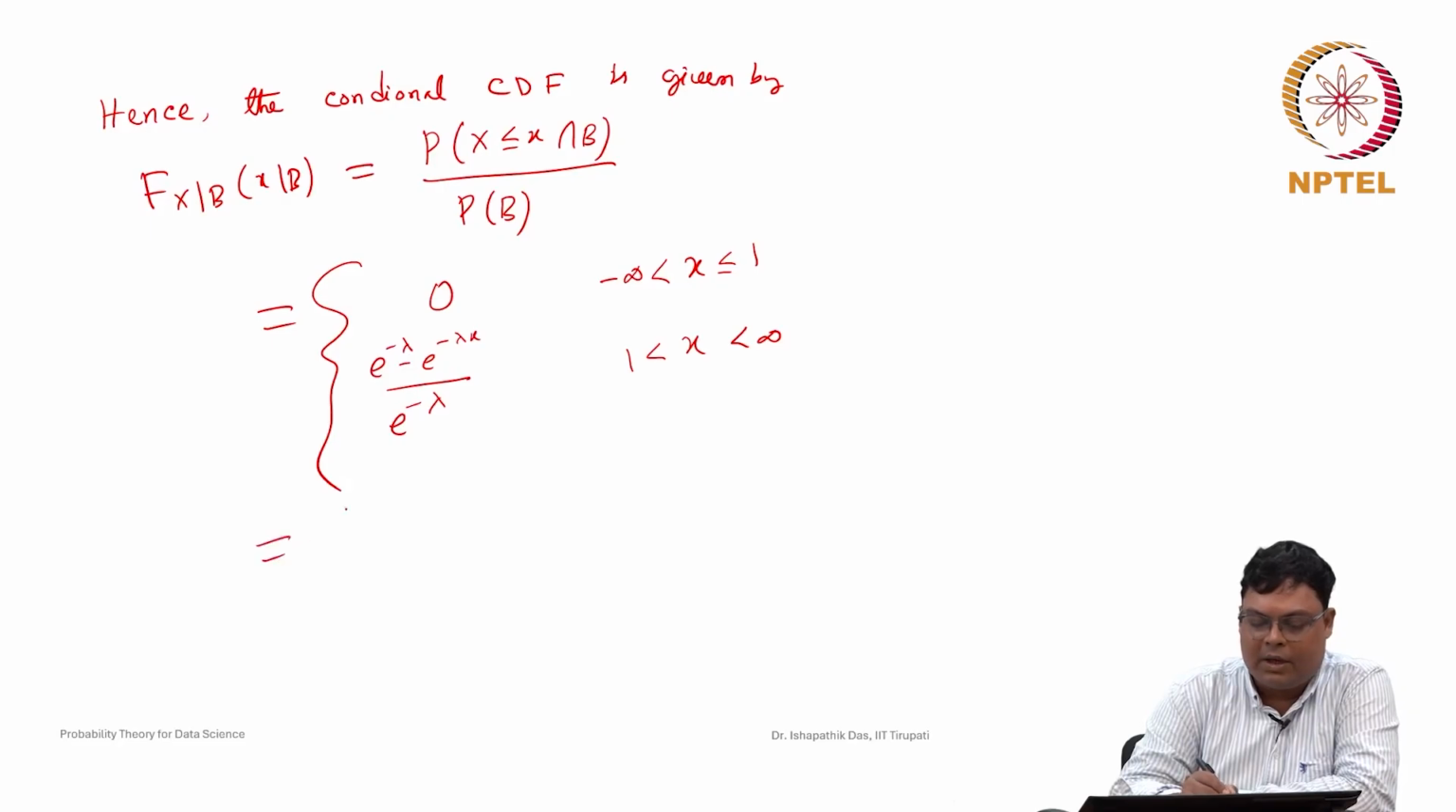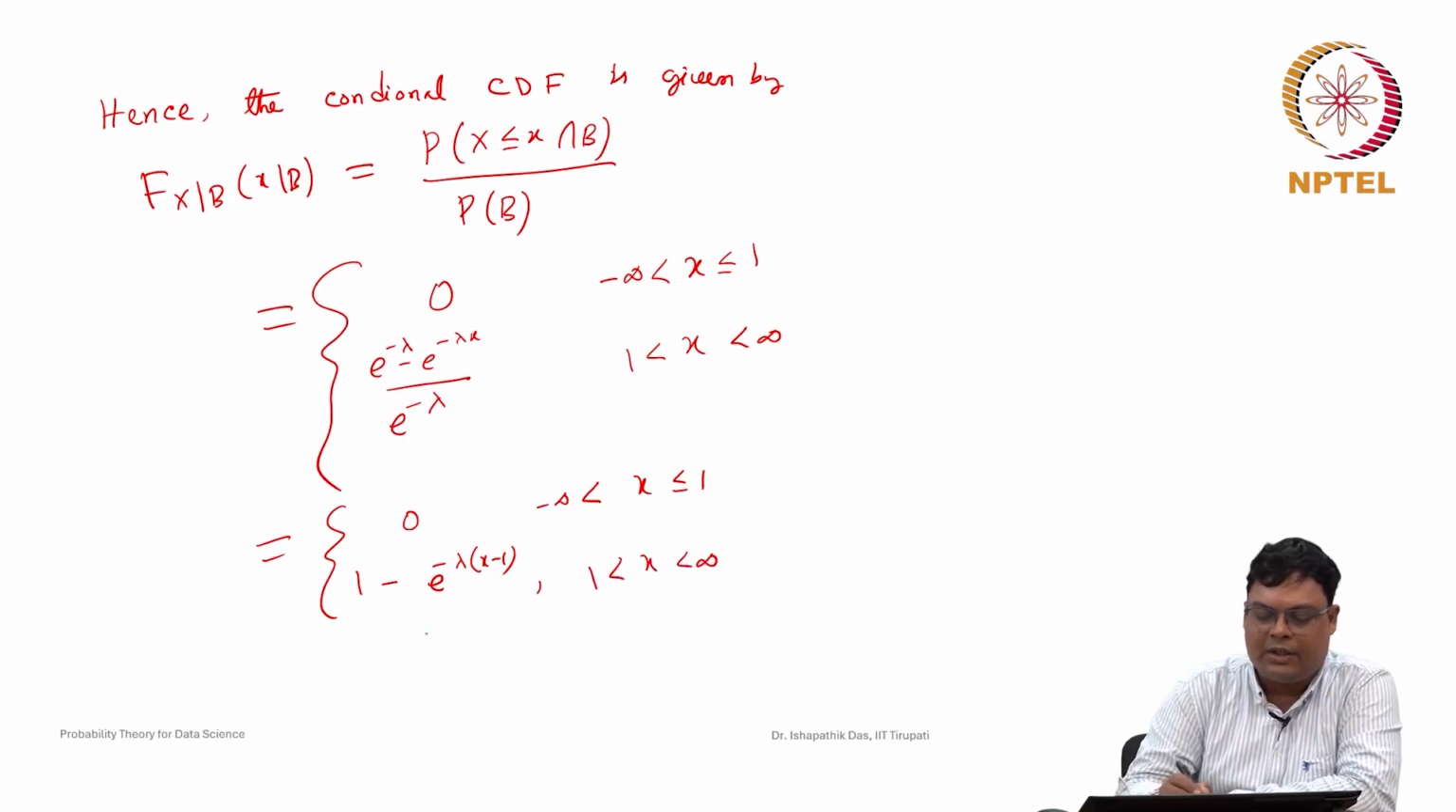So, this is 0 whenever x is less than or equal to 1, from minus infinity, and otherwise it is 1 minus e to the power of minus lambda times x minus 1, whenever x is greater than 1 and less than infinity. So, this is the conditional probability distribution function for X given B.